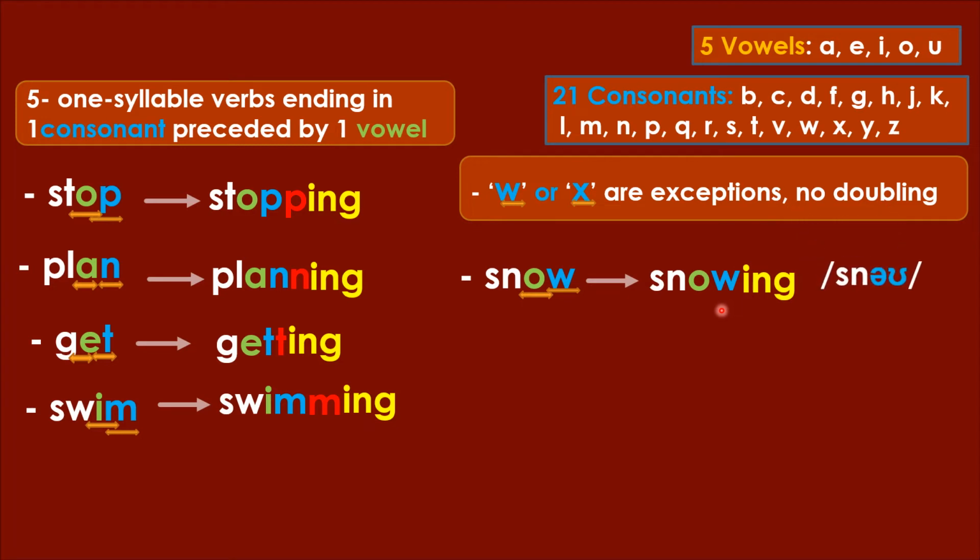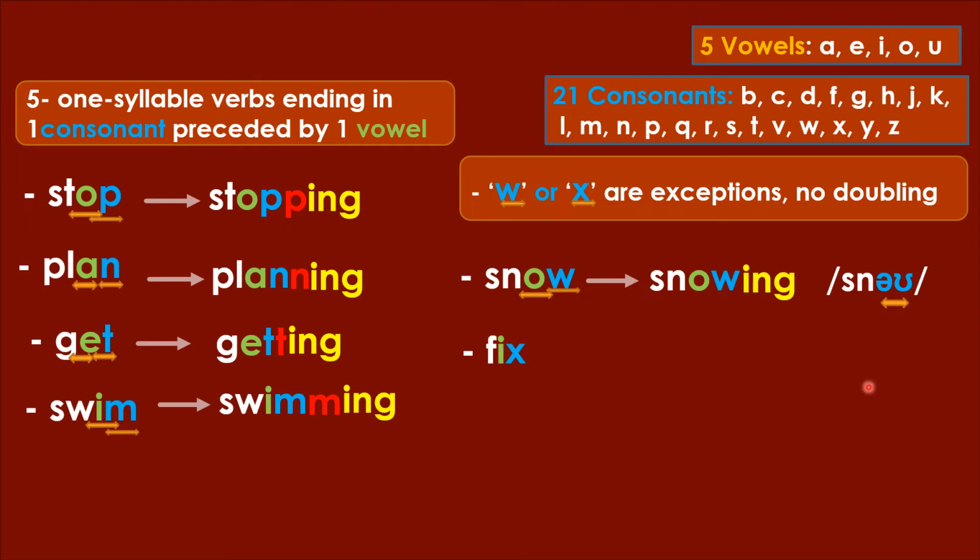If you look at the pronunciation of the word snow, the W is pronounced as a diphthong, O, snow. The W is pronounced as what we call in phonetics a diphthong, which is two successive vowels. And that's why we don't double the W.